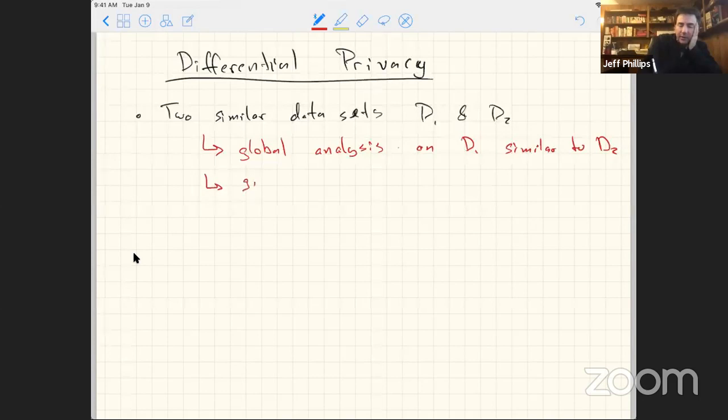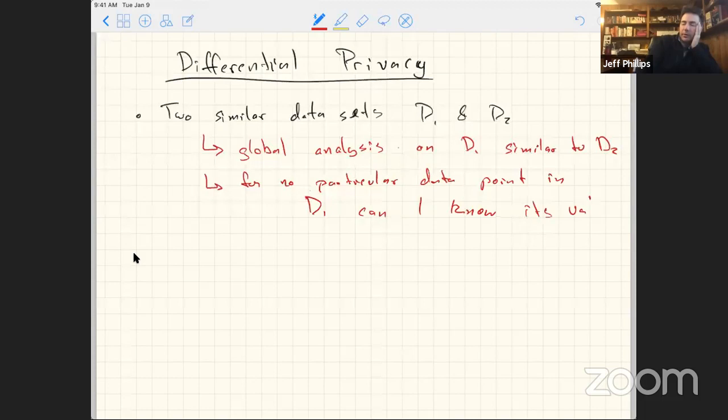given a particular data point in D1, can I know its value? Okay, so think of this as with the Netflix challenge.